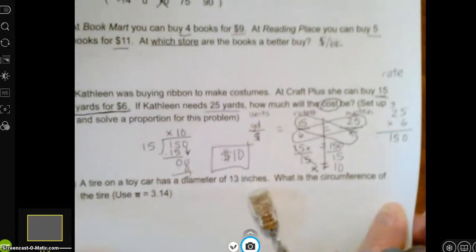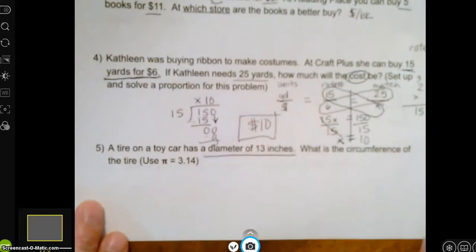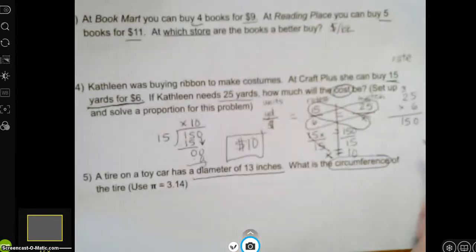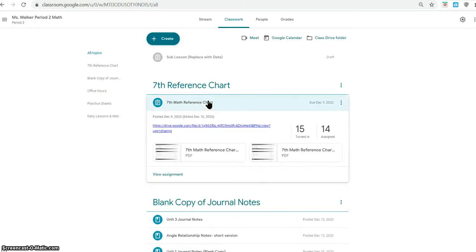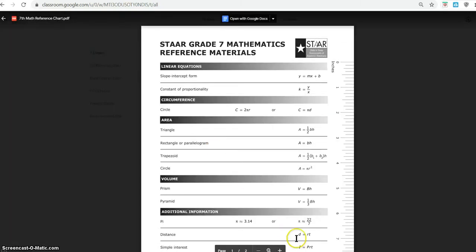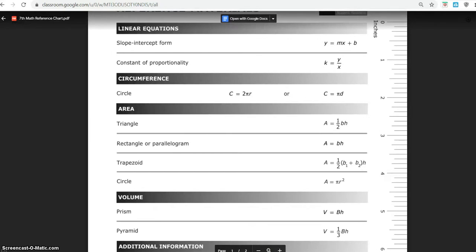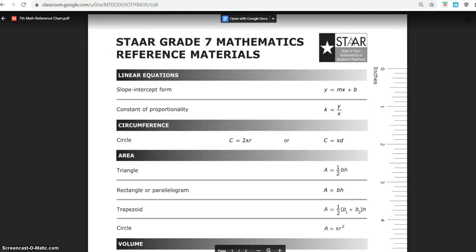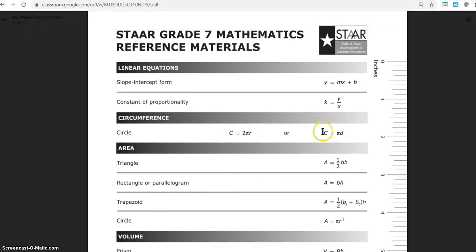Okay, last problem. A tire on a toy car has a diameter of 13 inches. What is the circumference of the tire? So when we see that word circumference, that needs to trigger in your brain that we need to use our formula chart, which you can see is in our Google Classroom. So right here, circumference is 2 pi r, where r stands for radius, or pi d. Well, our problem is giving us diameter, so we're going to use pi d.